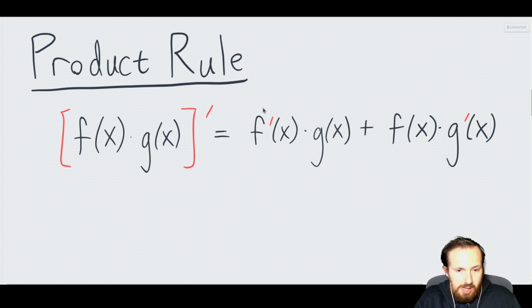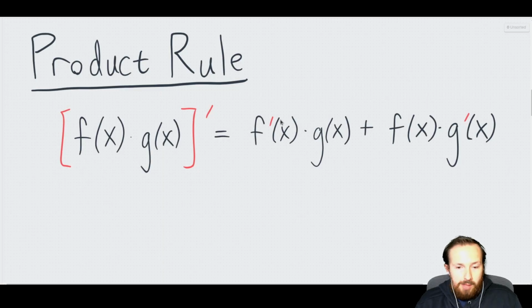It basically says the derivative of the first times the second plus the first times the derivative of the second. So that's the rule. And again, it's actually not a big deal if you mix them up. If you mix up f and g, you actually still get it right if you think about it because it's symmetrical. So there you go.